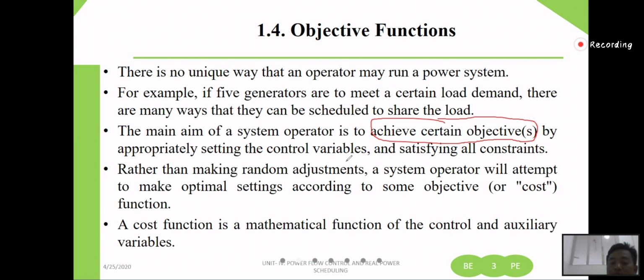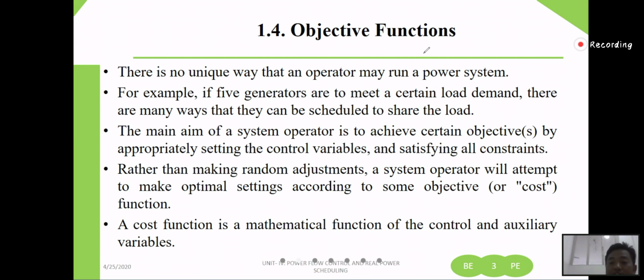If you want to schedule in your own way, you have to keep in mind that it has to achieve certain objectives. We achieve the objective by setting the control variables. There are 9 control variables, but when you set a control variable, it has to satisfy all the constraints, the 8 constraints which we have done. And then this is how we can schedule.